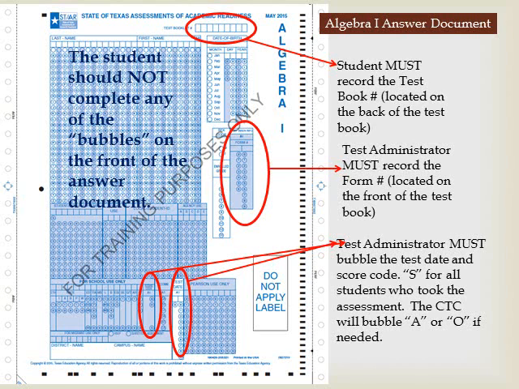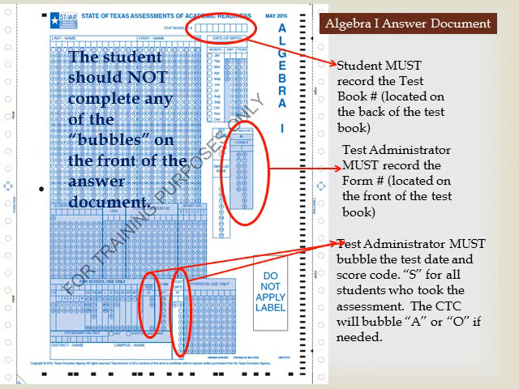This is a sample of the algebra Scantron. Make sure that when you're reading the directions that you double check that students are recording their test book number in the upper right hand corner where it says test booklet number. The test administrator needs to make sure that the students record the form number, and it is located on the front of their test booklet, and there is a place in the manual that asks for this information to be read to the students. And we are allowing the students to put their form number and bubble.